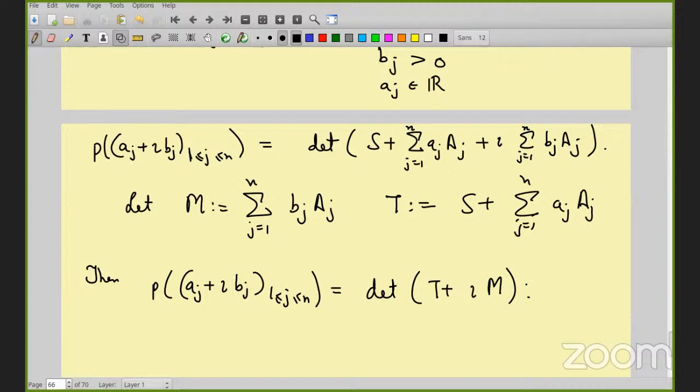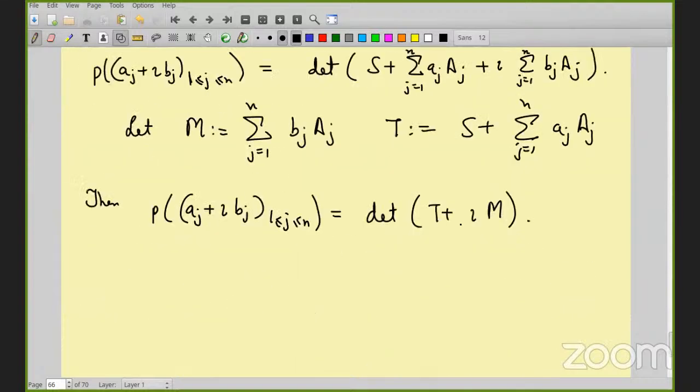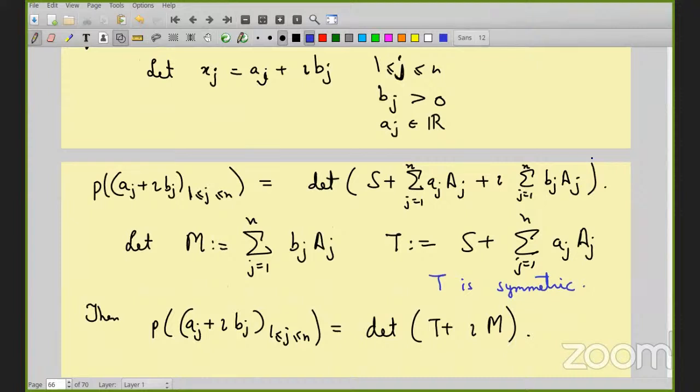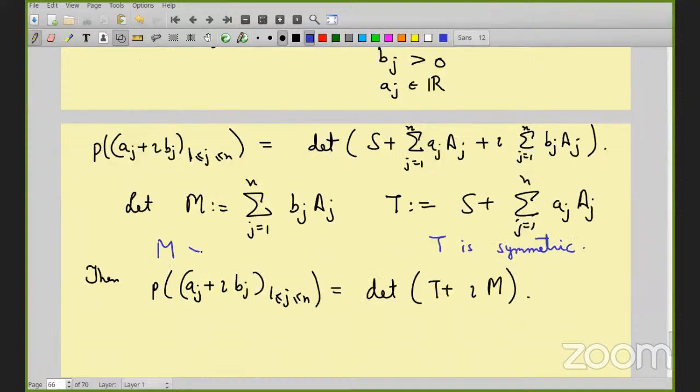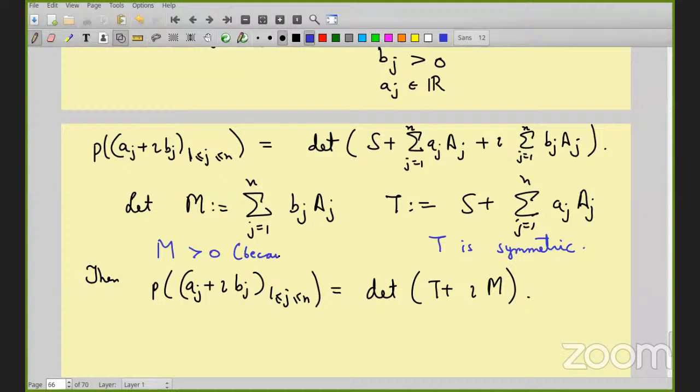Good. So now what can we do? Now something should strike. So what can we say about T? What is the best thing you can say about T? Was it greater than or equal to S? No, not necessarily, because the a's can be negative. The a's are just arbitrary real numbers. All we can say is T is symmetric. What can we say about M? Still PSD. In fact, we can even say that M is strictly positive, because we assume that at least one of the matrices is strictly positive.